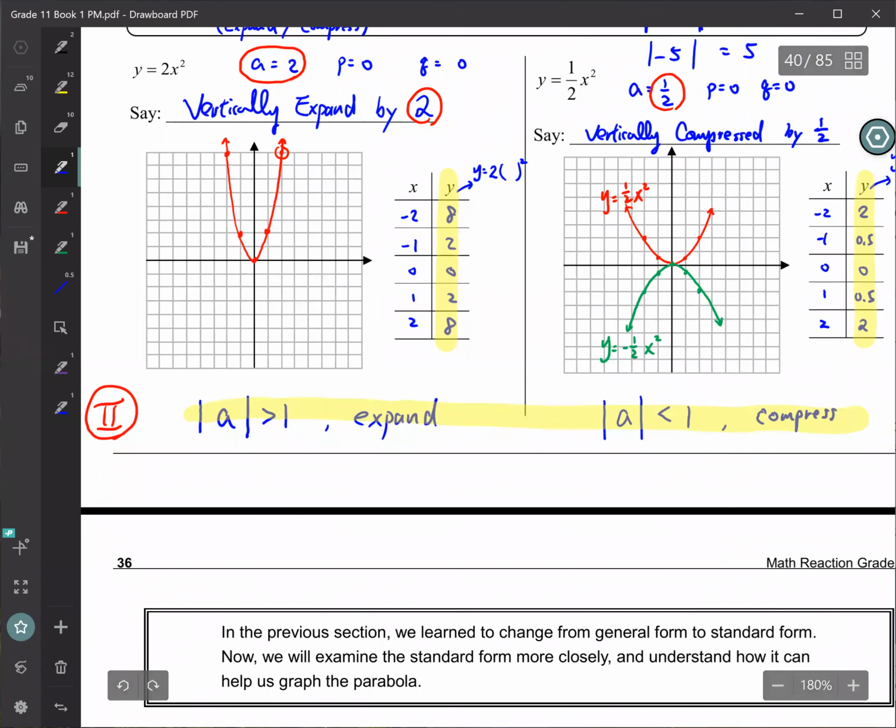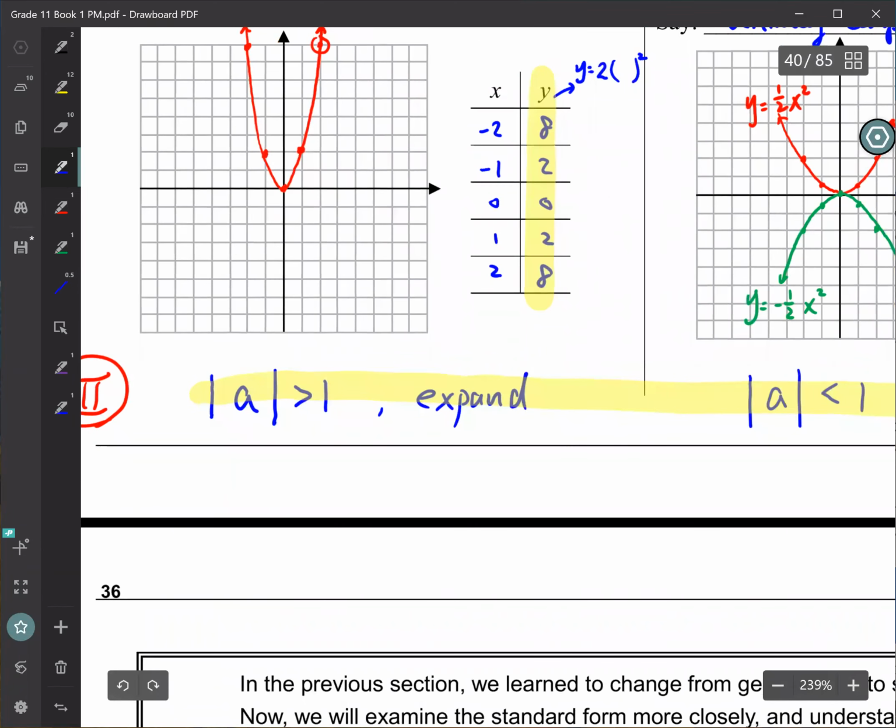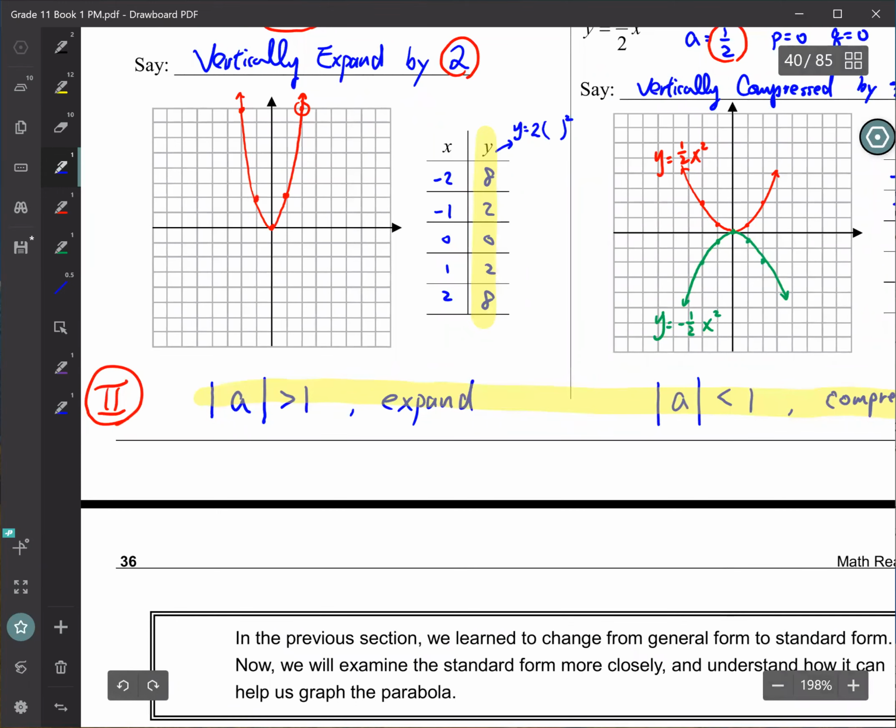Absolute value of A, if it's smaller than that, it expands. No, bigger than 1. Bigger than 1, then it expands. And then if A is smaller than 1, it compresses.